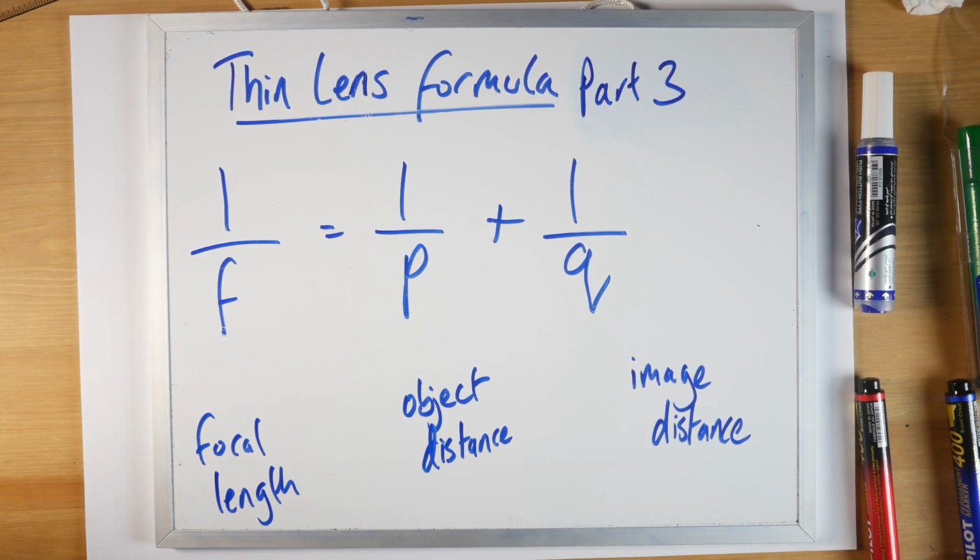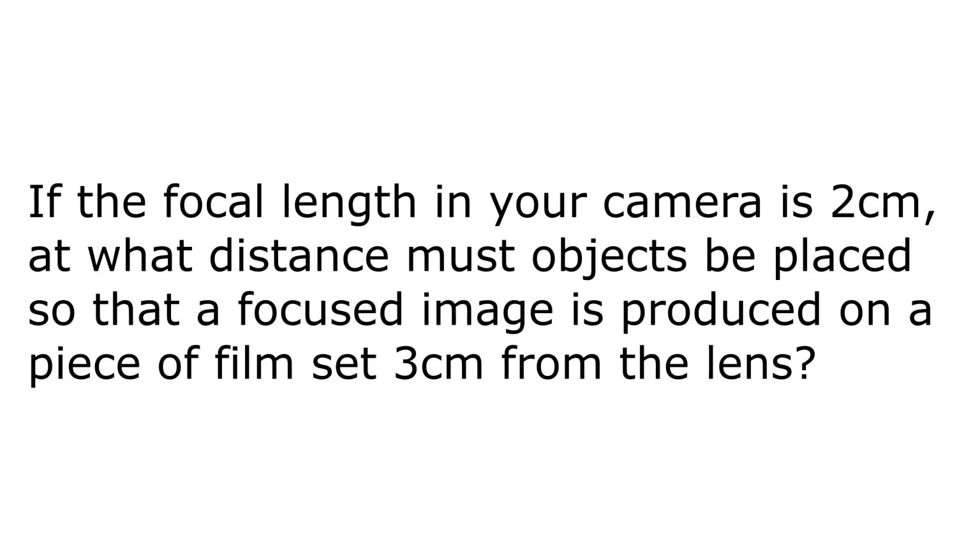Today we're going to look at the final part of the thin lens formula, where we're going to be working out the object distance. So here's the question. If the focal length of the lens in your camera is 2 centimeters, at what distance must objects be placed so that a focused image is produced on a piece of film set 3 centimeters from the lens? Sounds like a tricky question, but it's dead easy.